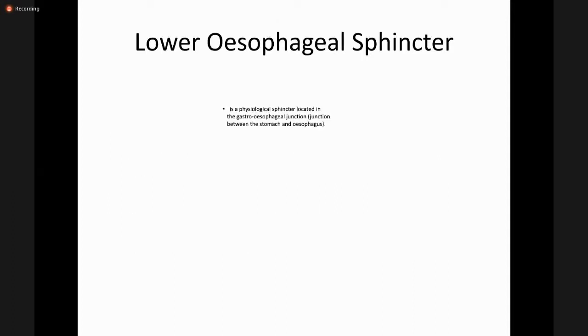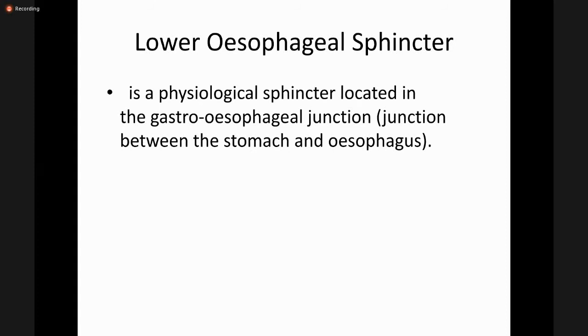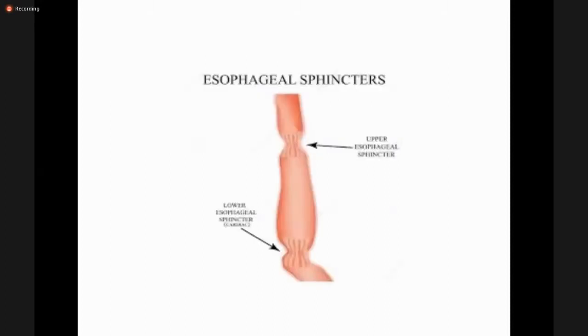The lower one is a physiological sphincter, and it's located at the gastroesophageal junction, which is the junction between the stomach and esophagus, and it prevents gastric reflux. Usually acid contents are lying in the stomach, and it prevents their reflux into the esophagus. Otherwise, if it's not competent, then there might be some reflux into the esophagus, and it may cause esophagitis, which we call reflux esophagitis.